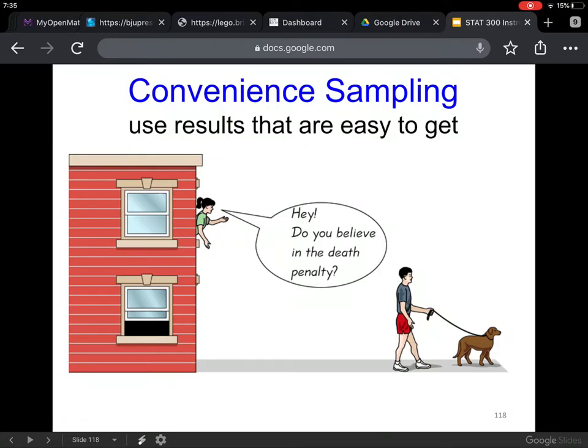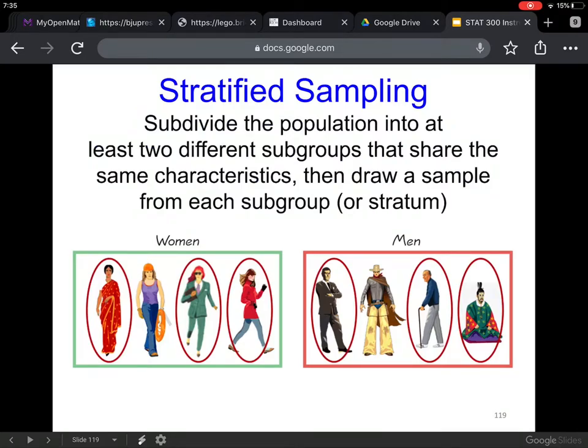So doing this, as in the picture, asking "Hey, do you believe in the death penalty?" is not a good way of taking surveys, just shouting that outside of your window, right? There's also stratified sampling, where you take your population, subdivide it into at least two different groups, and those groups usually share some kind of characteristics. Then draw a sample from each group, or a stratum.